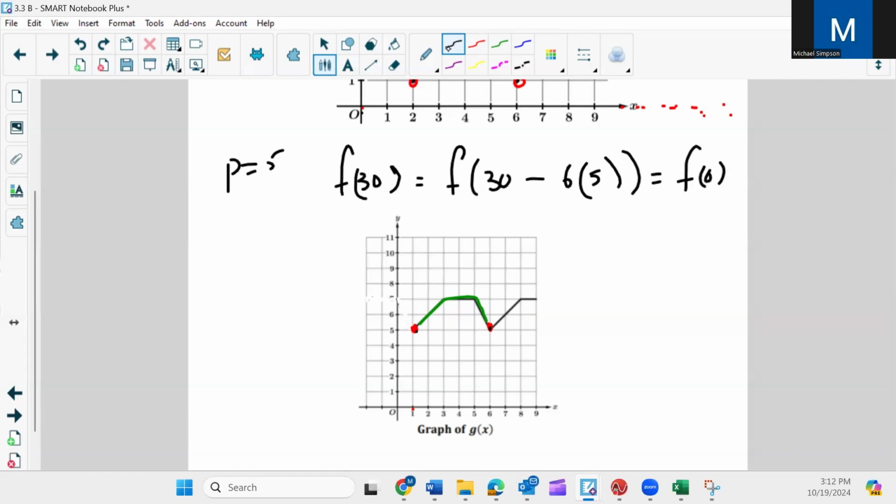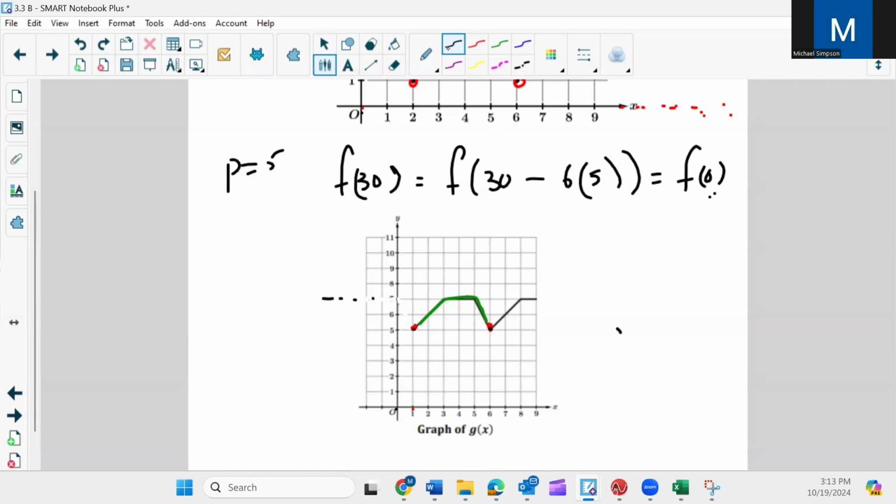So the point at x equals 30 is the same as the point at x equals 0. But wait a second. The graph doesn't exist at x equals 0. One option is to extend the graph backwards to see what it is at x equals 0. Or you can recognize that this point in the graph repeats itself again at x equals 6 and also at x equals 11.